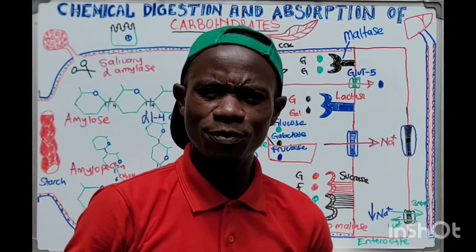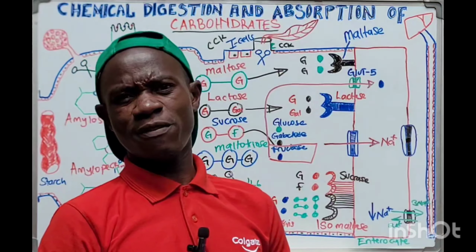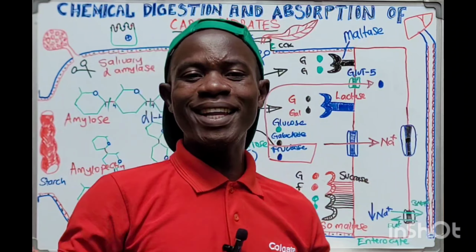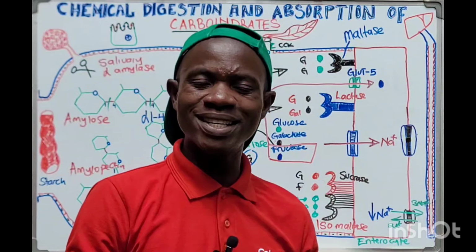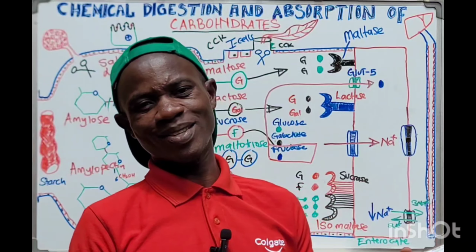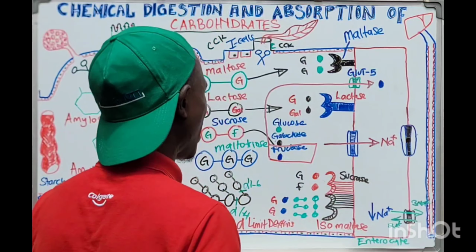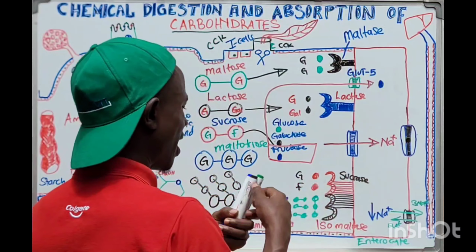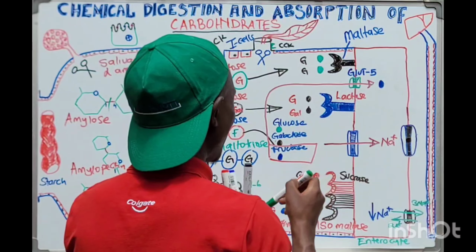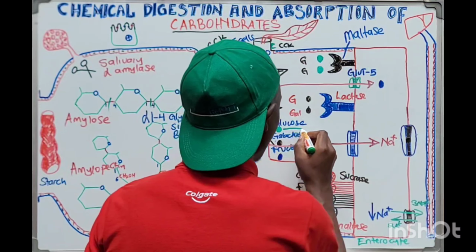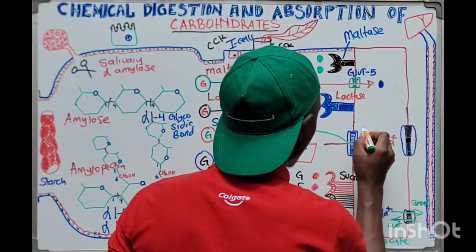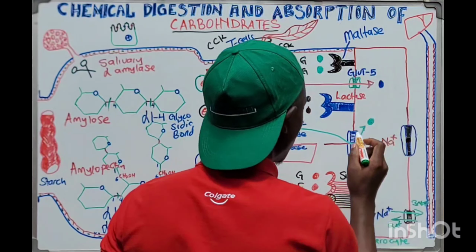But what is beautiful is that sodium is very friendly and merciful. It helps some other monosaccharides to enter into the enterocyte. Such a beautiful thing. So as the sodium is entering, it comes over and pulls on the glucose. It enters with the glucose. Okay, it also enters with the glucose.